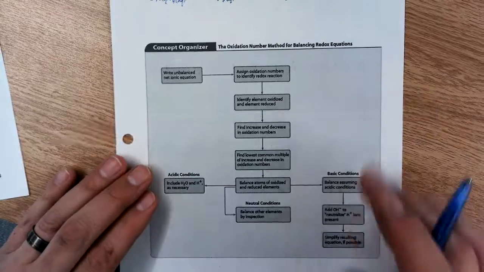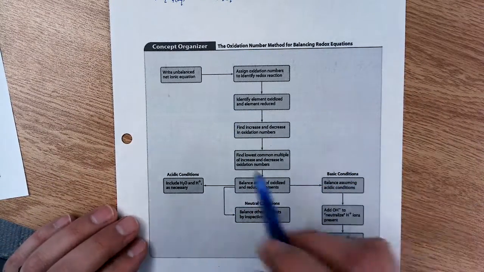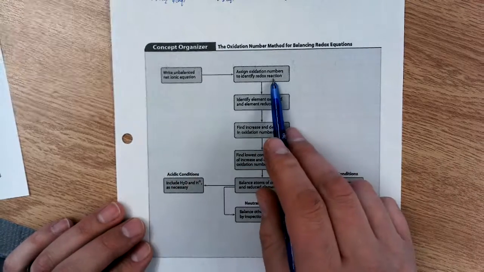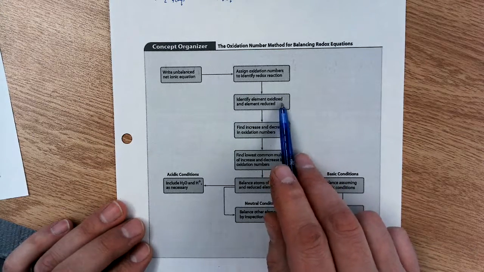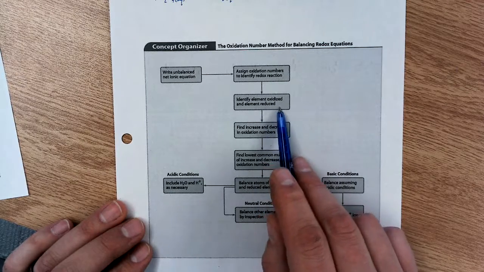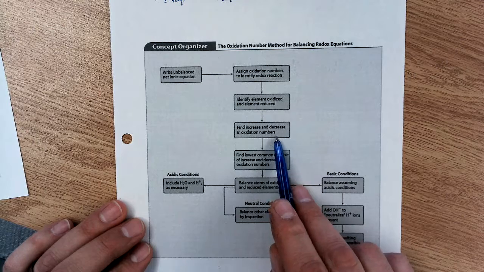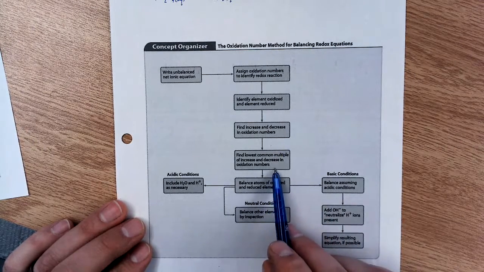Okay, and so then when we're looking at the concept organizer, how we balance the reaction, we start, write the unbalanced net ionic equation, assign oxidation numbers, identify the oxidizing agent and reducing agent, or just what is oxidized, what is reduced. Find how much they're increased or decreased by. Find the lowest common multiple. Okay, those numbers go as your coefficients, whatever you multiply it by to get the lowest common multiple.